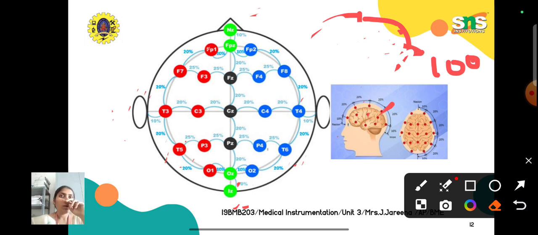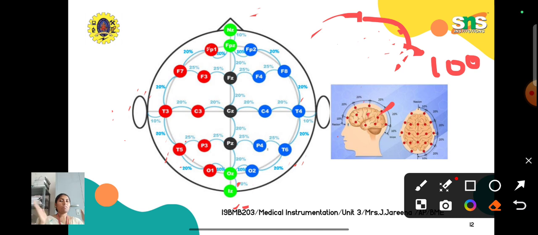Once again, I'm repeating. First is prefrontal: the left side is FP1, the right side is FP2. Second is frontal: the middle line carries FZ, then you have F3 on this side, F4 on the other, and then F7, F8. Next is central: CZ is center, and this side is C3, this side is C4. Then next to central you have parietal: PZ, this side is P3, this side is P4. Next you have occipital: OZ, O1, O2.